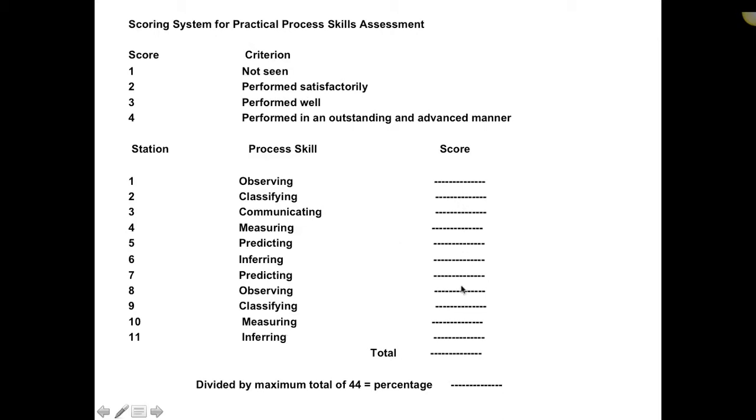Of course, you just walk around each station, and then you can give some score for each of your students. Okay? Because you have 11 stations and the full score is 4 for each station, then the total needs to be 44 points. But it'll be sometimes less or sometimes full. So you can measure students' process skill.